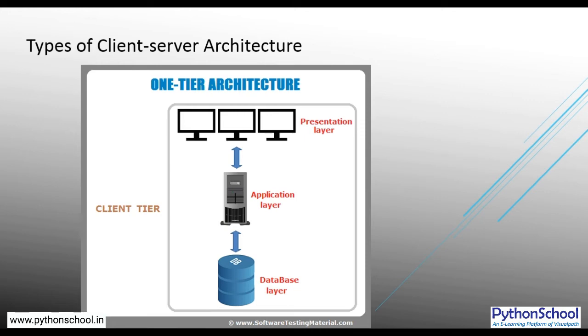There are three layers involved in an application: first the application presentation layer, then the application layer or business layer, and then the database layer or data layer. These three layers combine into an overall application. So let's talk about the first one, the presentation layer.